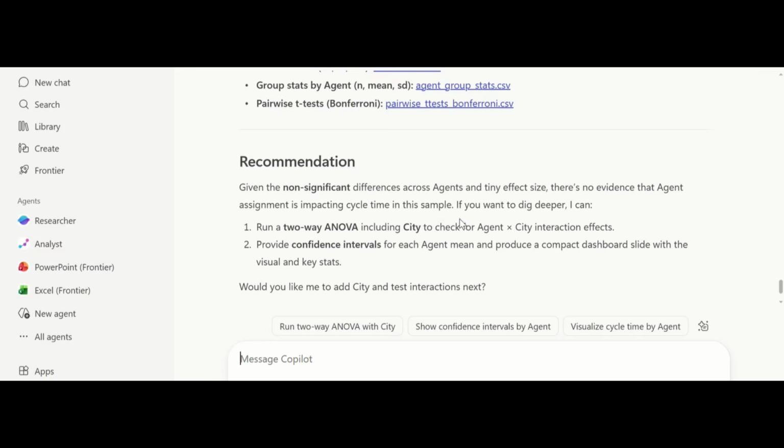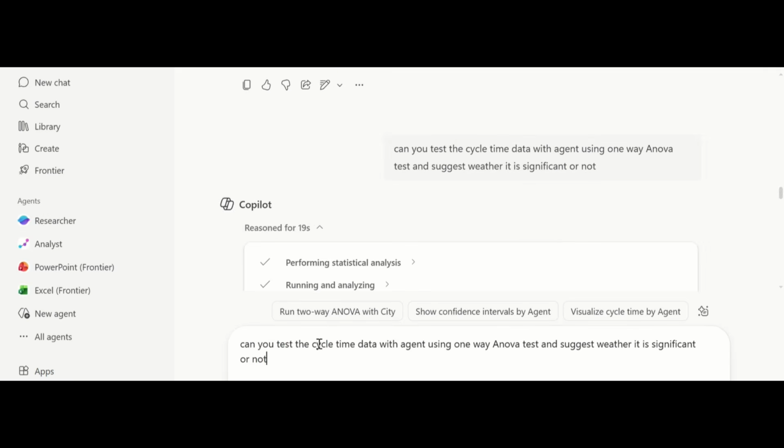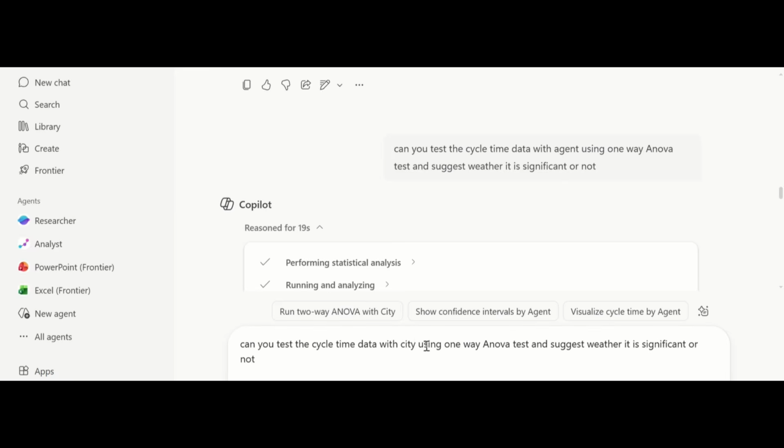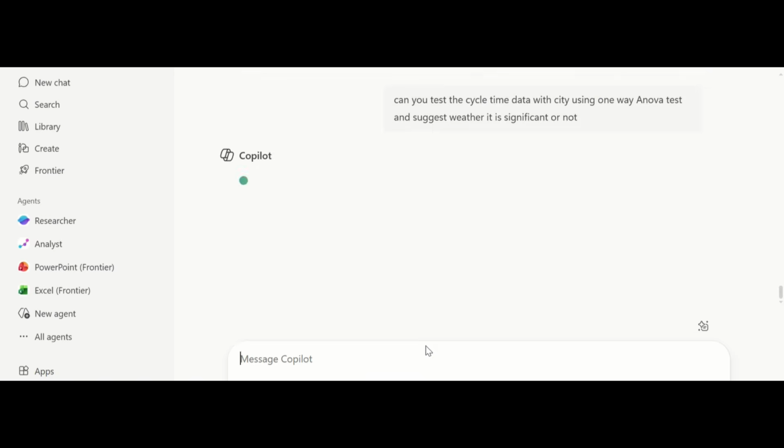So which is great. Maybe what I will do is I will check the next analysis. Can you test cycle time data with city? Let's see what it says now. And similarly, we are going to go and check in Minitab as well what is the analysis for this particular data.